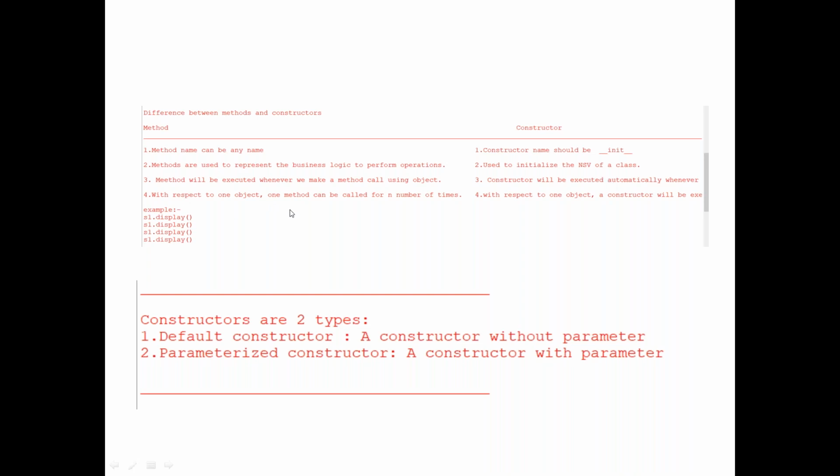So with one object, one method can be called n number of times. You can see here the example s1.display, s1.display, s1.display. 100 times I can call the same method whenever I want, so n number of times. But a constructor can be called only once. Do you understand the differences between the constructor and method? Any questions on these 4 points?